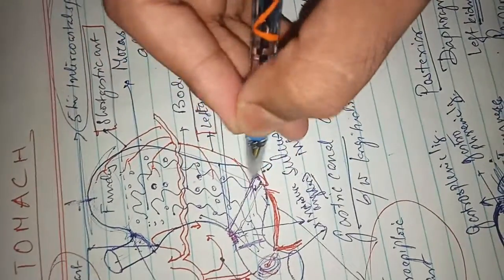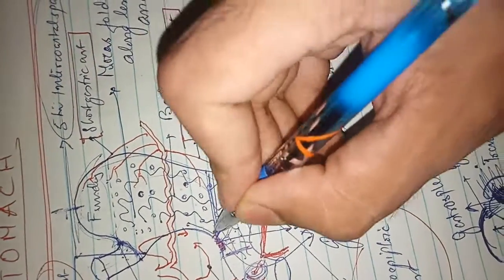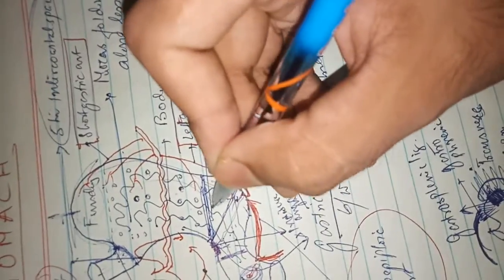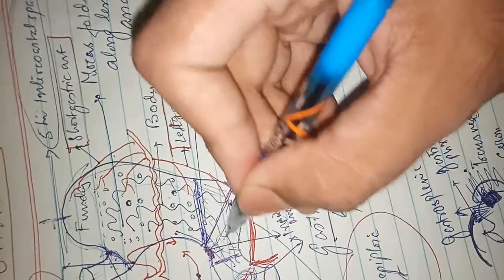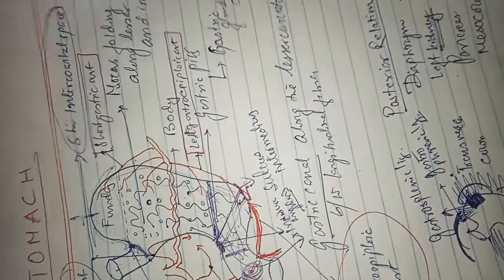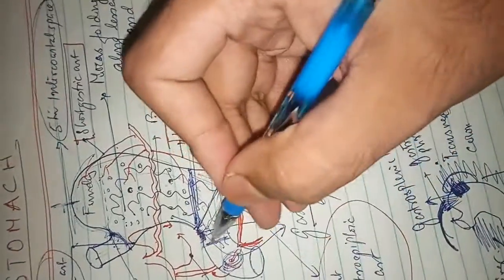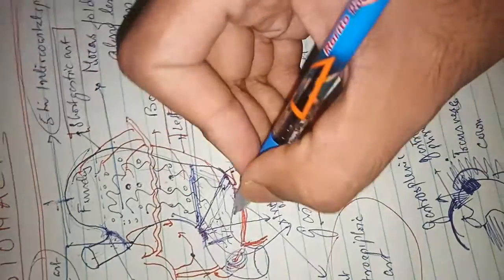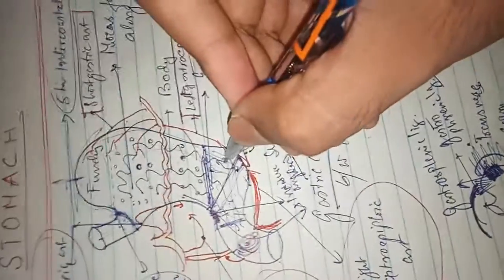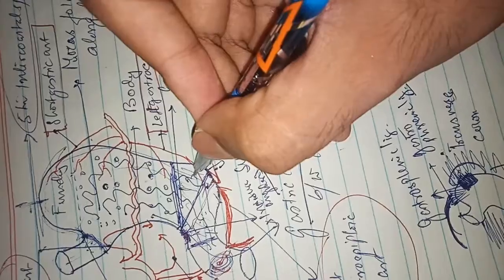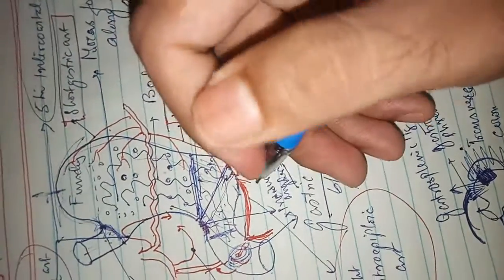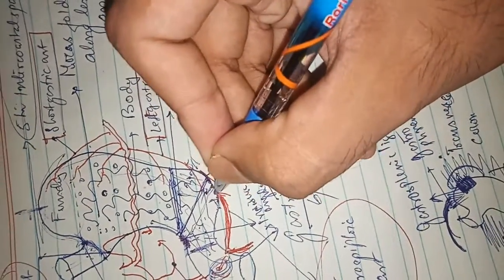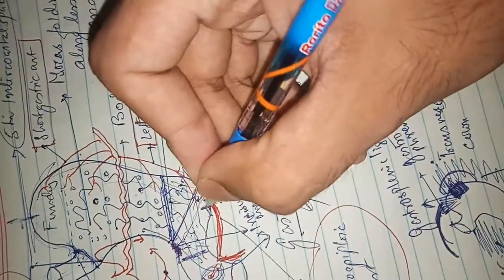A line is drawn joining these two, and another line is drawn horizontally to the greater curvature. This part is the pyloric antrum. This is the pyloric canal, and this is the pylorus where the pyloric sphincter is present. The pyloric antrum is 3 inches in size, and the pyloric canal is 1 inch in size.